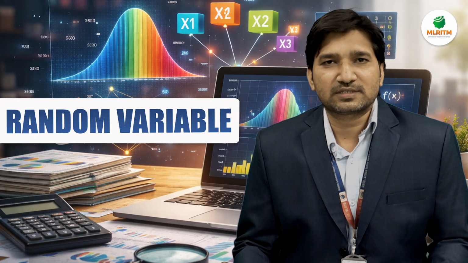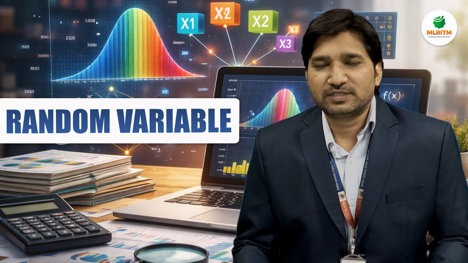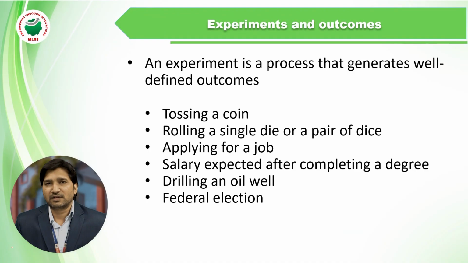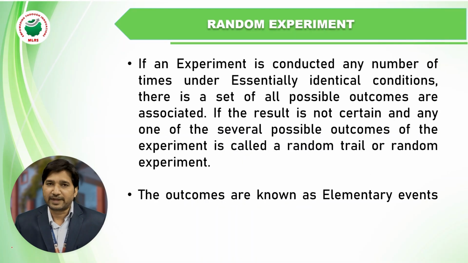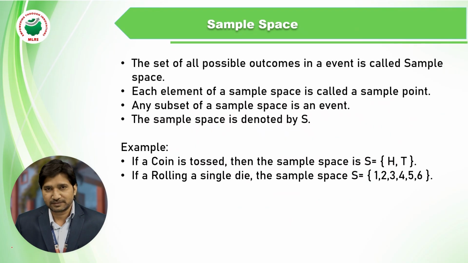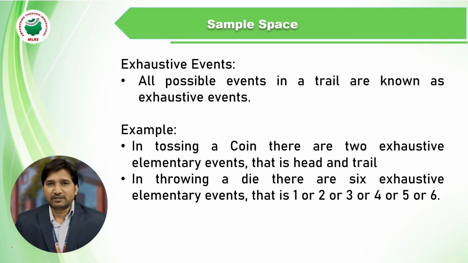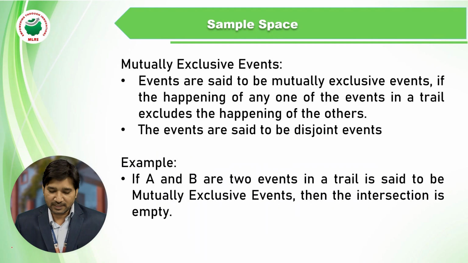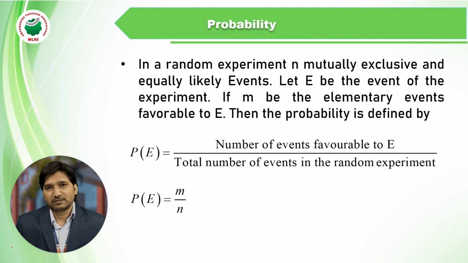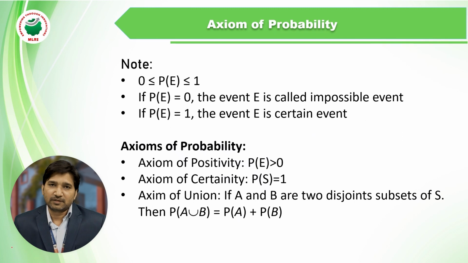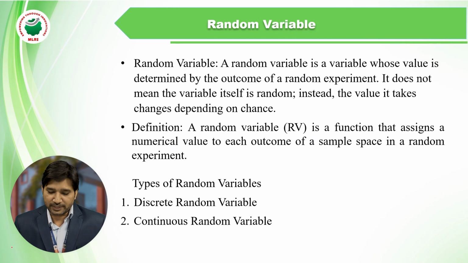Already in the previous class we discussed the introduction of probability. Now in this class we cover random variables. In the last classes we discussed experiments and outcomes, different types of random experiments, sample space, and some other definitions, and finally the probability definition. Probability is the number of favorable events to E by the total number of events in the random experiment. Okay, that is the main important point. And some importance of probability and the axioms of probability. Okay, now this class covers random variables.